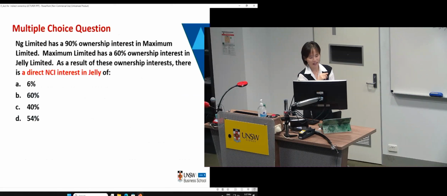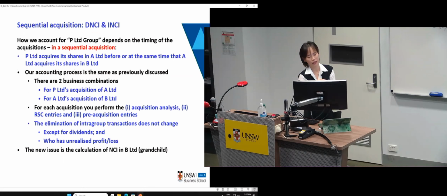Now, for sequential acquisition, the ultimate parent company acquired its interest in a child company, right? Before or at the same time, the child company acquired its controlling interest in a grandchild company, okay? Now, is there any change in our accounting process for the consolidation? They're actually the same, okay? Same as before. Because there are multiple subsidiaries and there are two acquisitions, for each acquisition we are going to conduct an acquisition analysis, right?